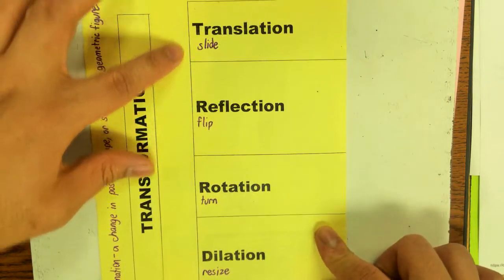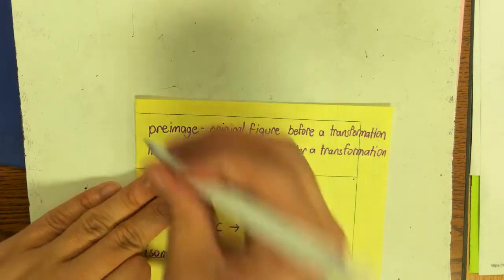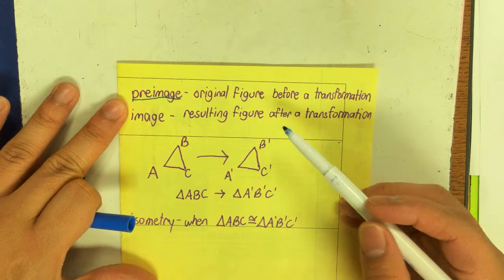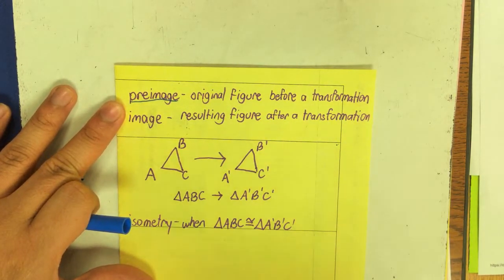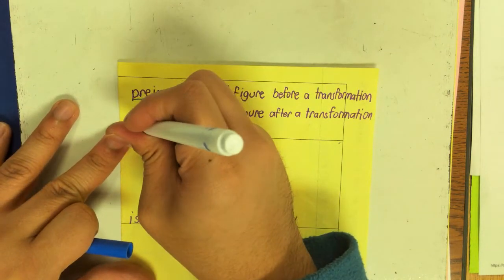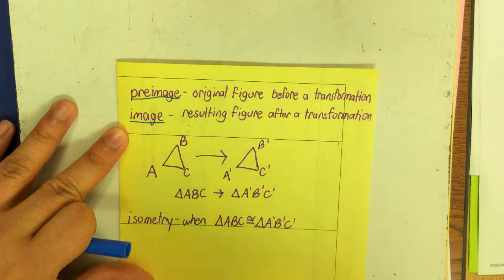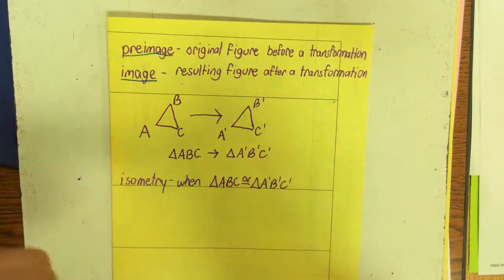So before we go over the 4 different kinds of transformations, here's some extra vocab we will need to know. A pre-image is the original figure before a transformation. Before we do anything to it, we call that a pre-image. Then we have just the image, which is the resulting figure after a transformation. This is after we move it around, we change the shape, change the size. That's called the image.